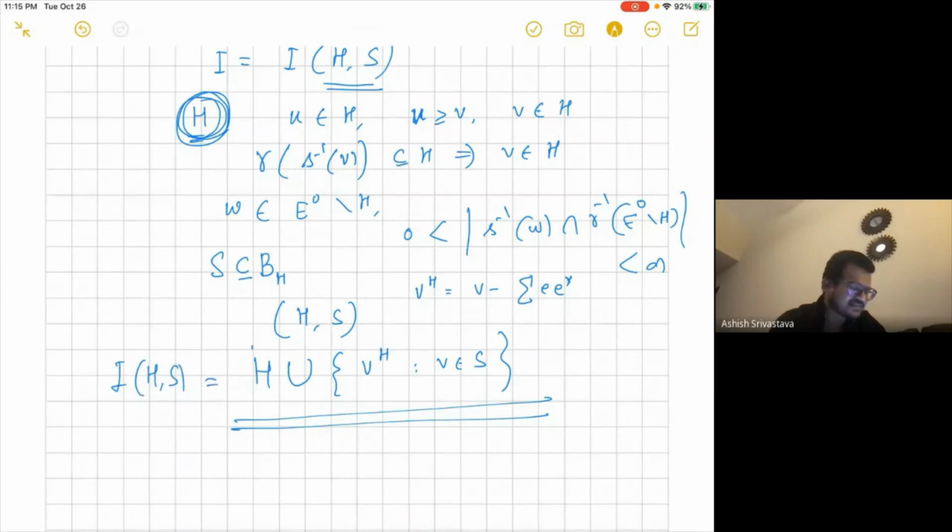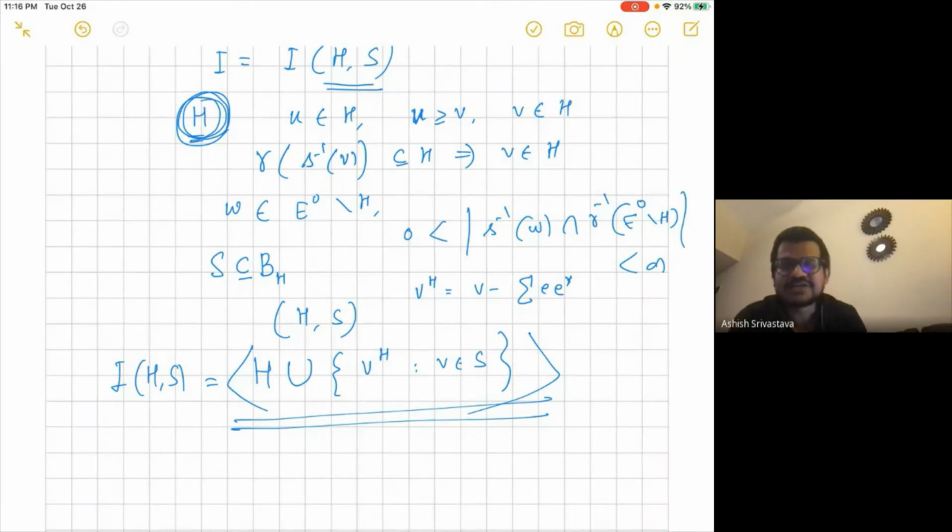And this is precisely any graded ideal of a Leavitt path algebra. So all you do is you take any quiver, any directed graph, find a hereditary saturated set, find breaking vertices, take a subset of the breaking vertices, and you generate the ideal with these as generators. That will be your graded ideal.